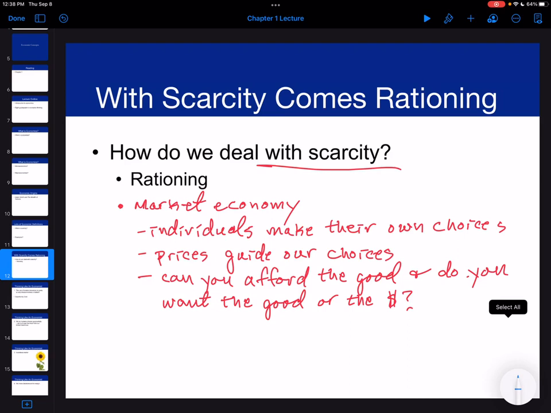We could also do rationing with lines. You could wait in line to get stuff. But as we know, that's a big waste of time, right? And time is our most precious resource. So for the most part, even when people try different types of systems, we always end up just kind of coming back to a market type system, which is exchange between buyer and seller guided by prices, okay?